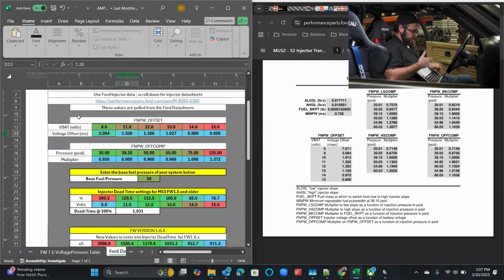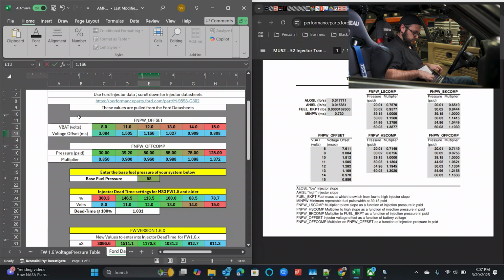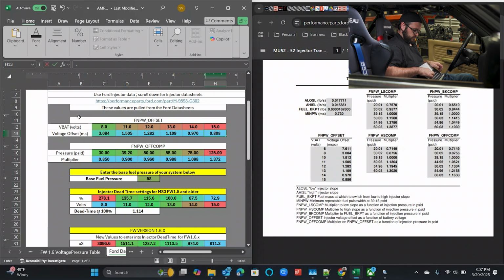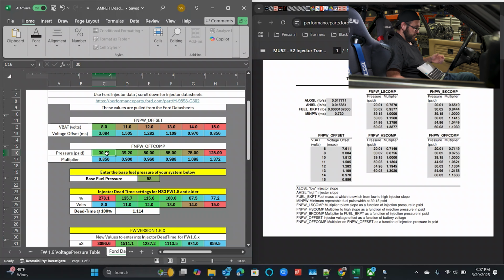I hit tab. I'm going to move on to the 11 volt section, 1.505. All right, so I got my battery voltage offset punched in. Now I'm going to come over here to my fuel pressure offset compensation. The last set of injectors I used this sheet for, I went up to 125 pounds. So this data only gives me up to 60 psi. So that's what I'm going to do. I'm going to do 30.